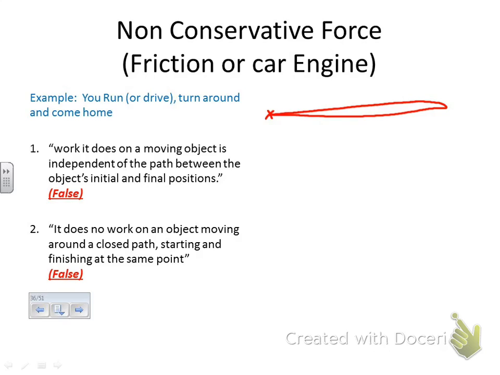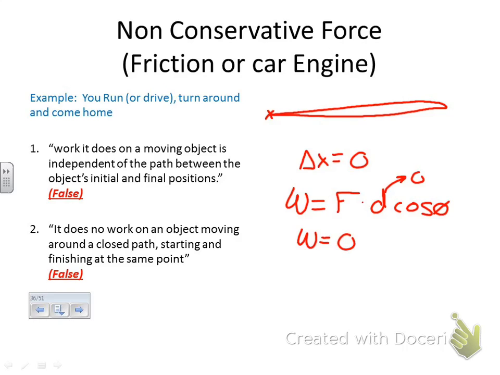Now, since it's a closed path, you want to say, oh yeah, the displacement is zero. That means if we do work is equal to force times the distance, which is the same thing as the displacement, times cosine theta, since the displacement is zero, the work done is zero. That's not actually true, because the problem becomes that we can only use this equation if the force is constant.